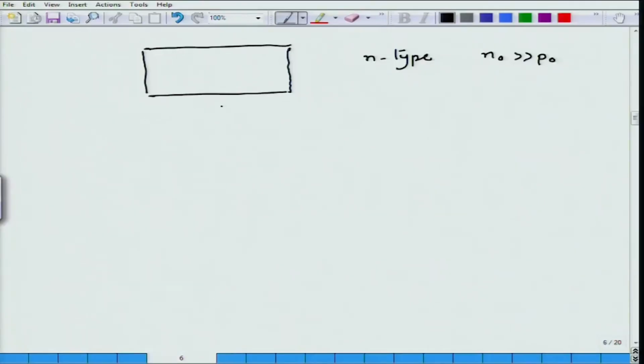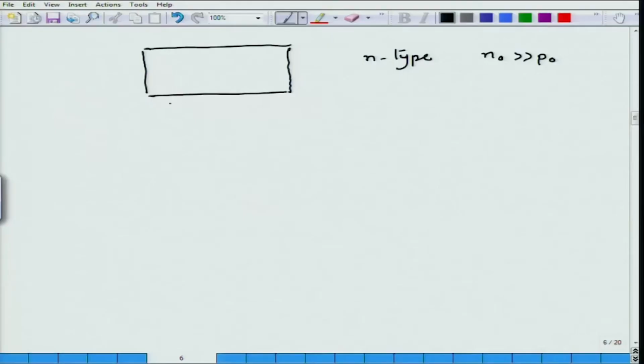So, let me take a semiconductor, and let me define it as an n type semiconductor, which basically means its n naught is much greater than p naught, the equilibrium concentration. Since I am using the minority carrier continuity equation, it means there is no concentration gradient for n and p here. So, I can use that equation. So, n naught is not a function of x.